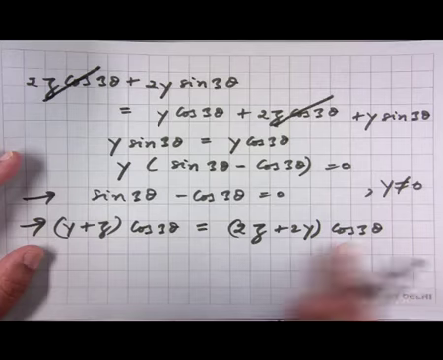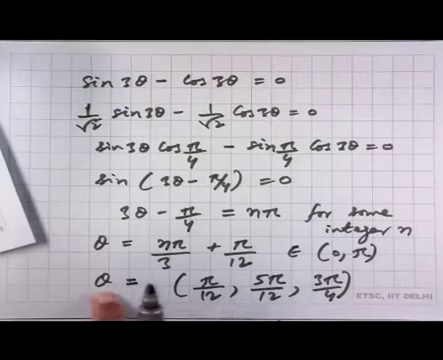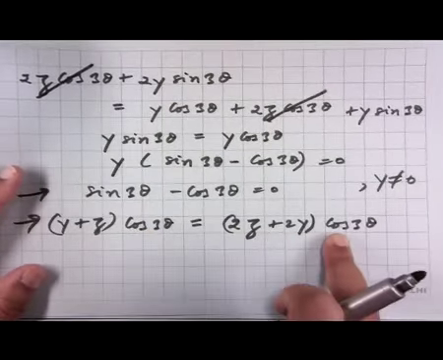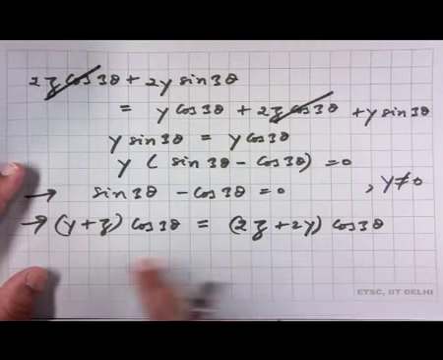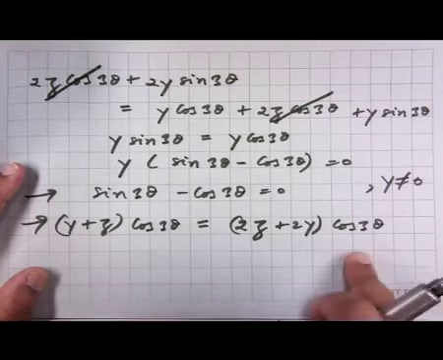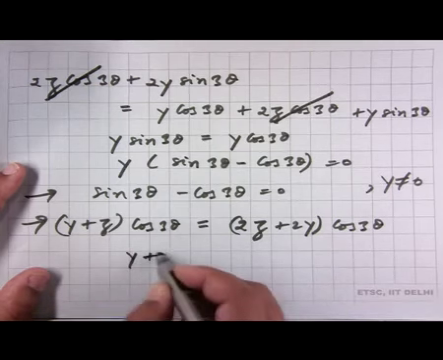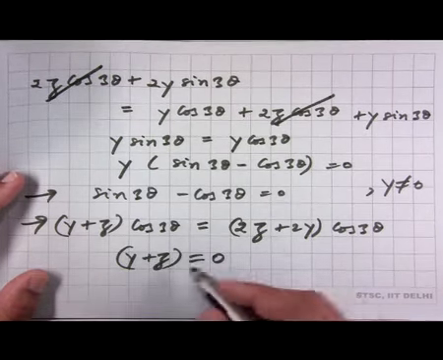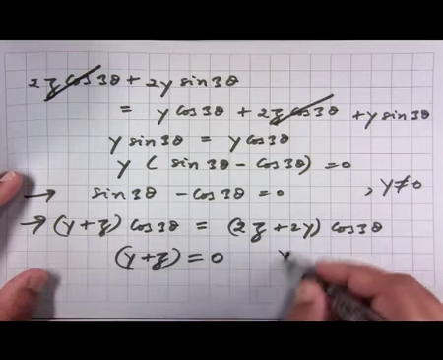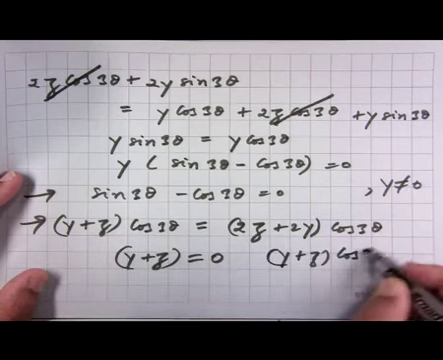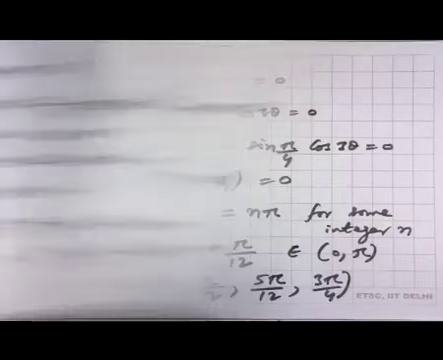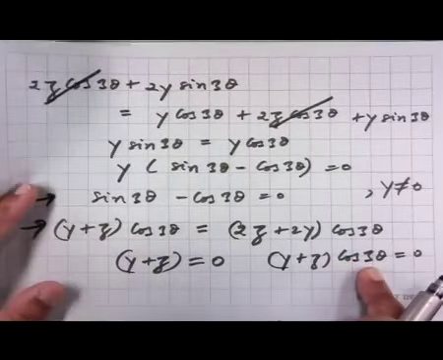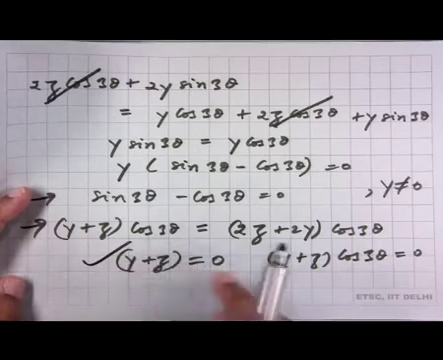But what we see here is that whenever theta is taking either of these three values, we know that cos 3 theta is not equal to 0. So, the only way then that this equation is satisfied is that y plus z is equal to 0, because from this equation we can write that y plus z into cos of 3 theta equals 0. But since cos 3 theta for any of these angles is not 0, the only other option is that y plus z is 0.